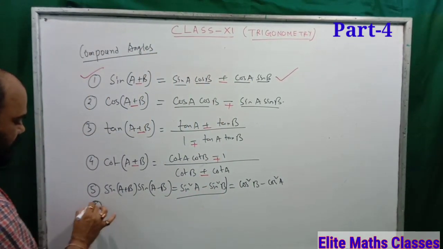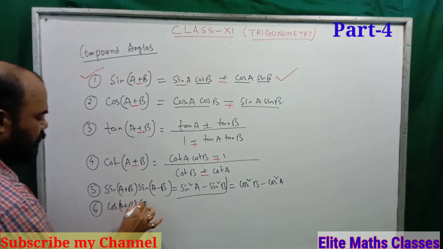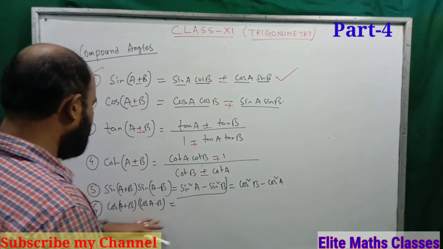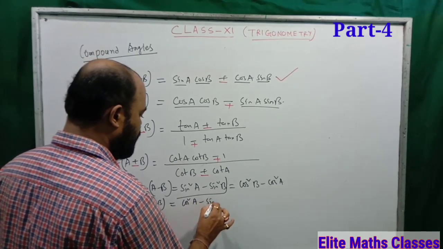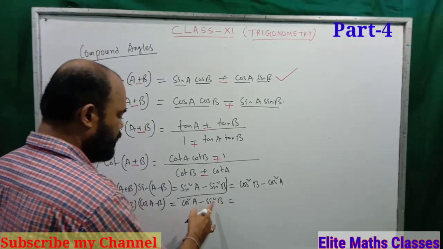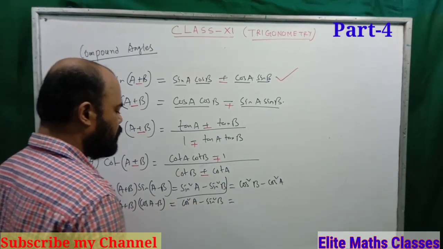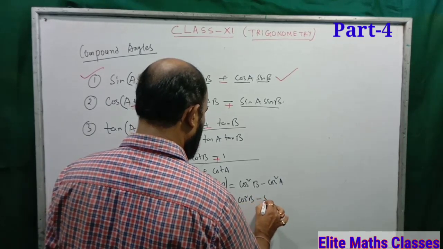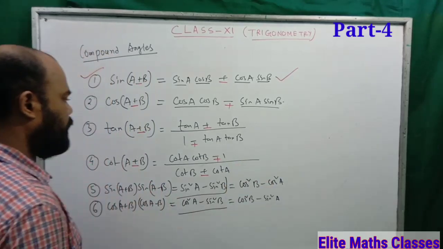The sixth one is cos(a plus b) into cos(a minus b). For cos(a plus b) into cos(a minus b), the formula is cos square a minus sin square b. As in the previous case, if we convert cos into sin and sin into cos, the formula will be cos square b minus sin square a. You just remember the first one.